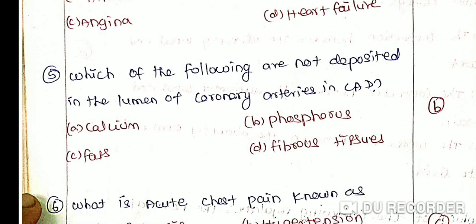Which of these is not deposited in the lumen of coronary arteries in CAD? Option A calcium, option B phosphorus, option C fat, option D fibrous tissue. The correct answer is option B phosphorus. In CAD, coronary artery disease, the lumen of the coronary arteries which supply blood to the heart muscles becomes narrow. This happens due to the deposition of cholesterol, fibrous tissue, and calcium.